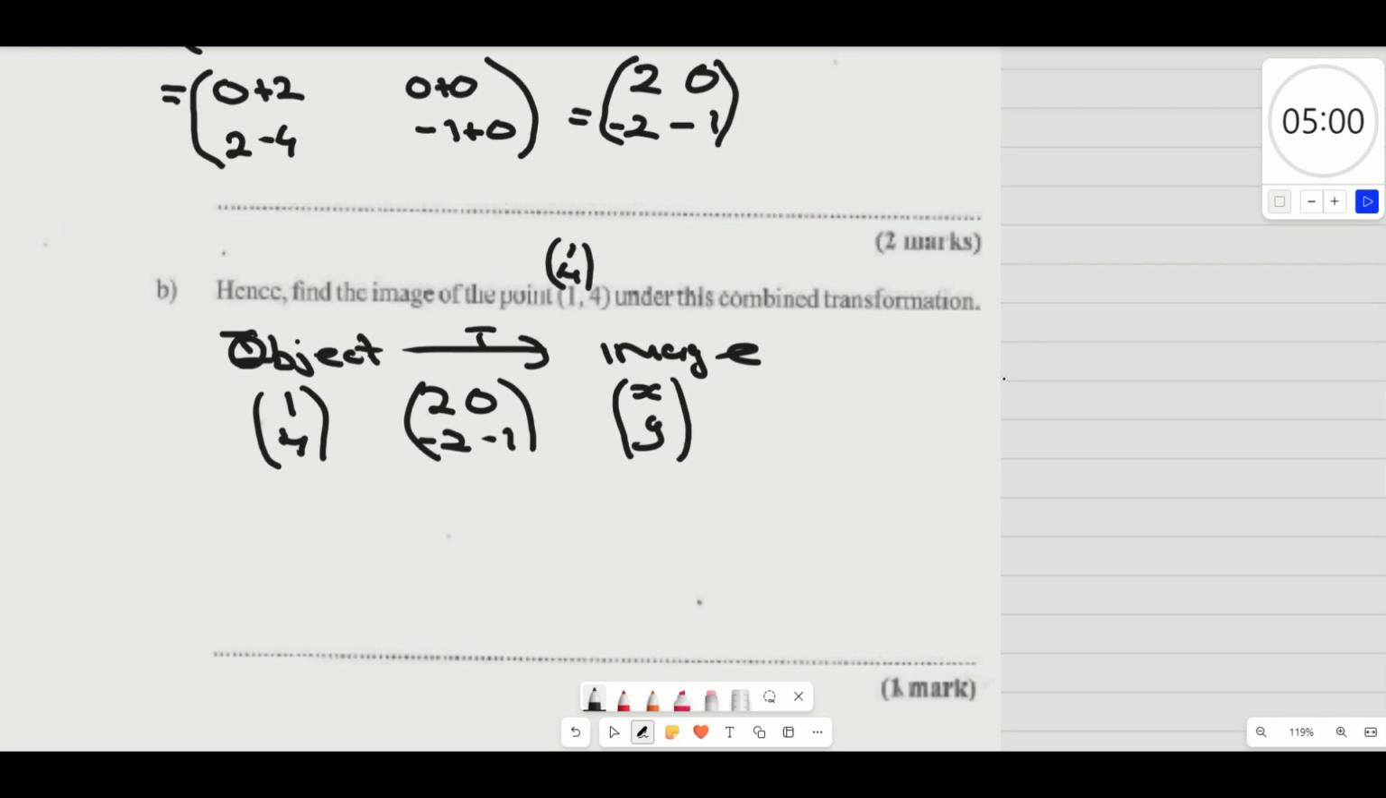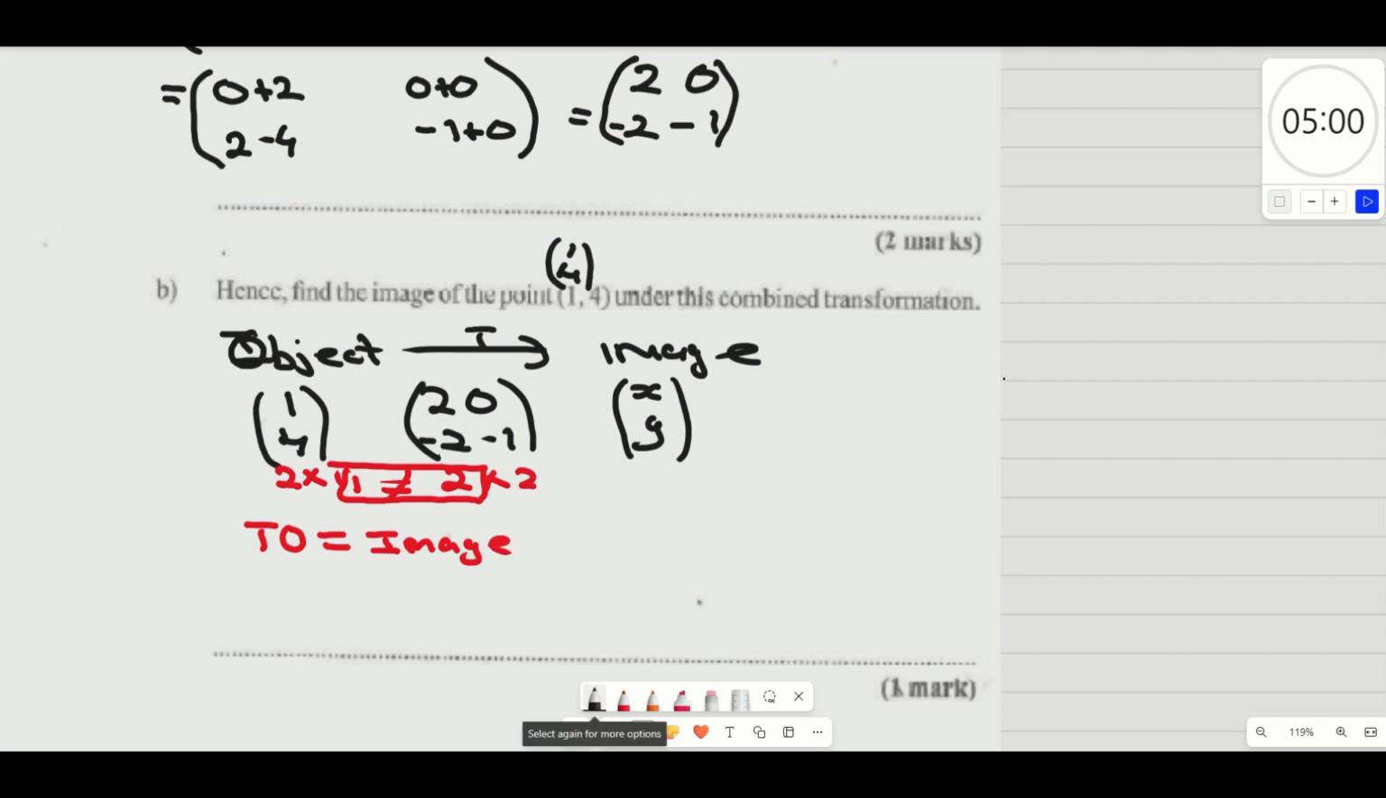Now, to get that image, it is your transformation multiplied by your object. If we look at it, we can't just multiply this, right? This is 2 rows by 1 column, and this is 2 by 2. These two are not equal, so because they're not the same, we switch it up. It would be T by your object that would give you your image.